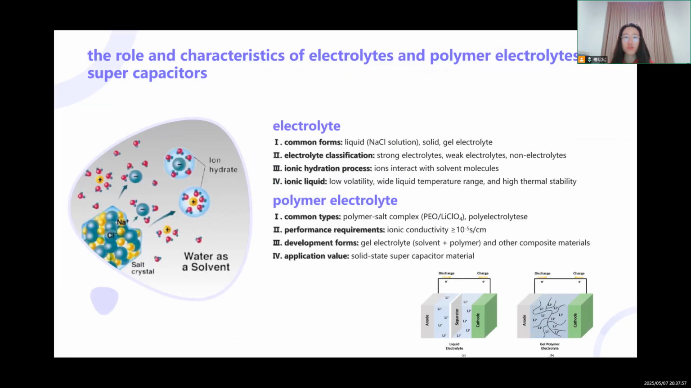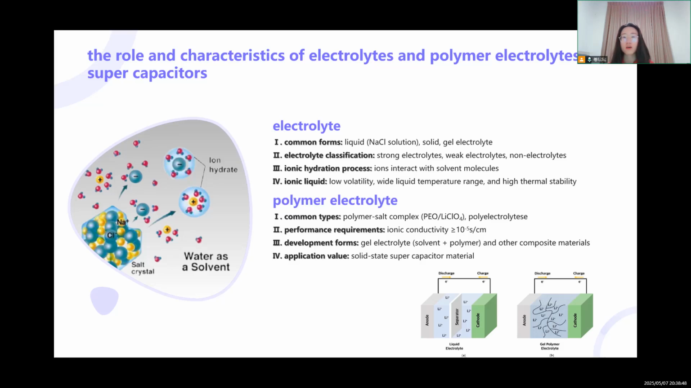And then I will talk about the role and characteristics of electrolytes and polymer electrolytes in supercapacitors. First is electrolytes. The key medium for the migration of ions between electrodes, energy storage, and release. First, common forms: liquid, solid-state electrolytes, and solutions. Next is electrolyte classification: strong electrolytes, weak electrolytes, and non-electrolytes. Next is ionic hydration process. Ions interact with surface molecules. The last is ionic liquid.